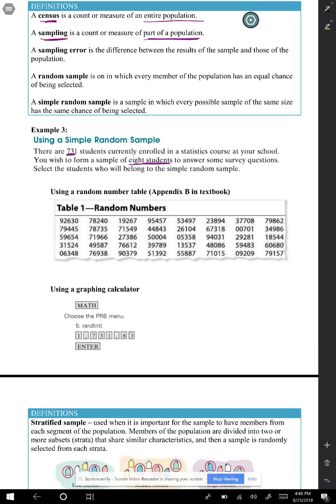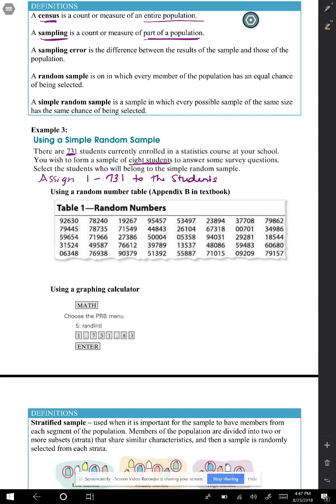So what you're going to do is assign 1 through 731 to the students. You could assign that any way you wanted to. It could be alphabetically, just go in alphabetical order: 1, 2, 3, 4, 5.